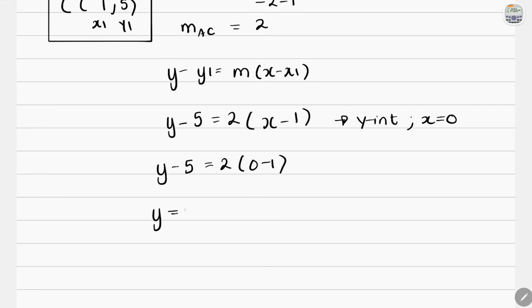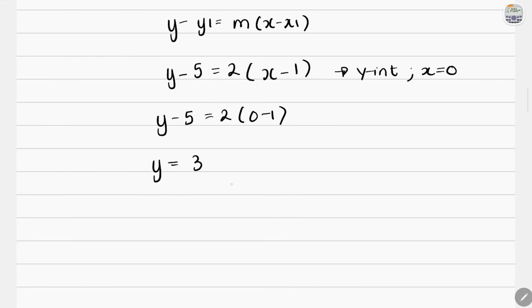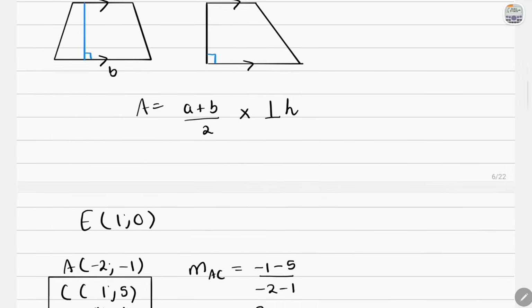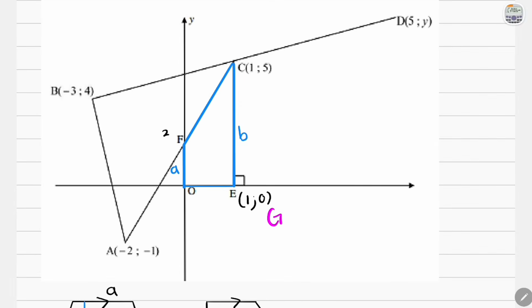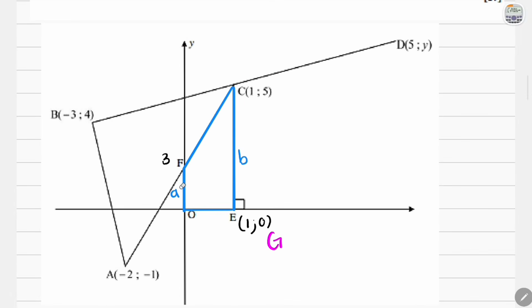So y is equal to, just take everything else over. 0 minus 1 is -1, times 2 is -2. So we have -2, and this comes over to become a +5, which is 5 minus 2, and that is 3. So there we go. The y-intercept, okay, F, is 0 and 3. And that's all we need. So this is 3, and now we can find the top and the bottom and the height.